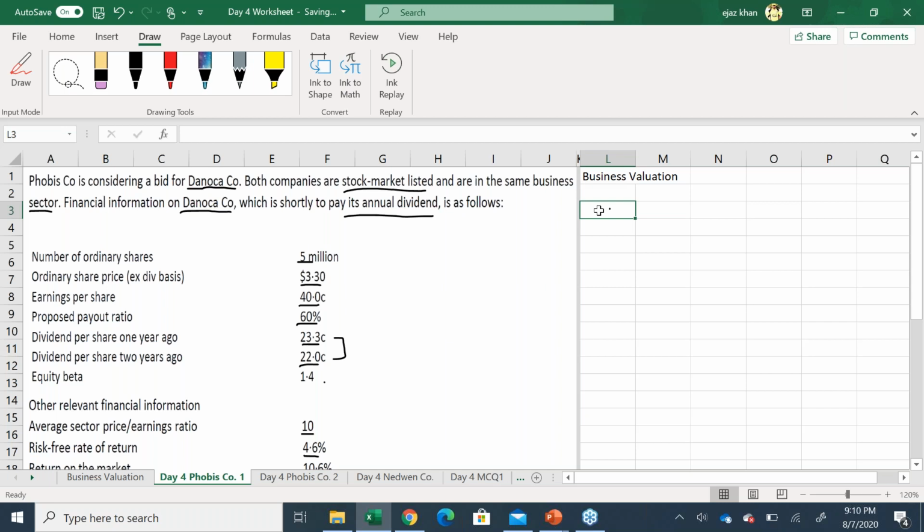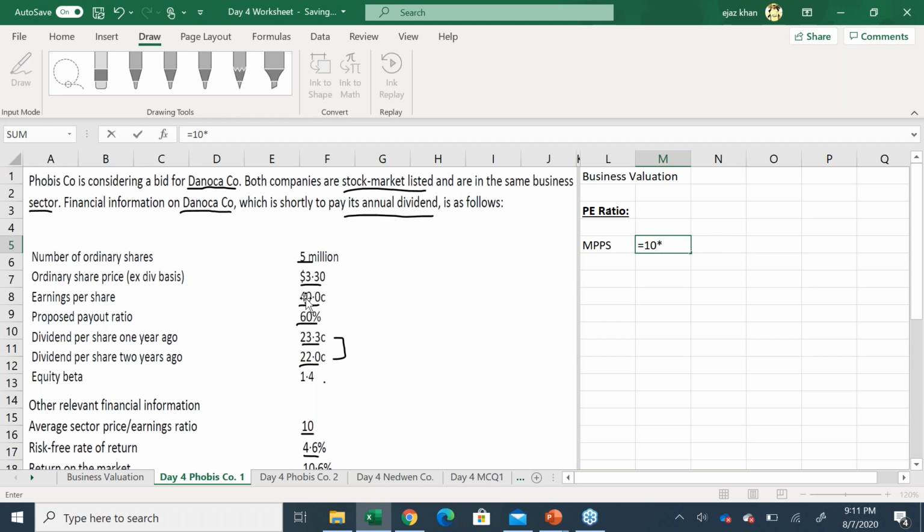Let's first do it using the PE ratio. For the PE ratio, market price per share should be calculated by multiplying the earning per share, EPS, by the PE ratio of a proxy company. In this case, we don't have any proxy company. There is straight away the target company, but we have been given the average sector price earning ratio. We can use that as well, 10, right? So we'll pick 10 and multiply it with the earning per share of the company.